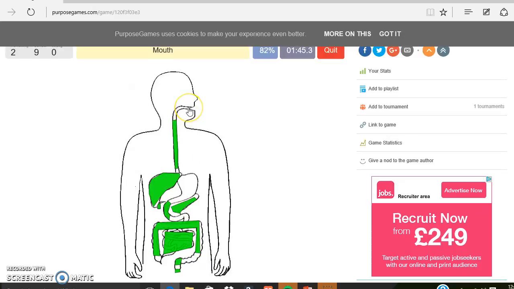The mouth is here. The buccal cavity, also known as the mouth, is where the food enters the body. In the buccal cavity there is saliva. In the saliva there is an enzyme called amylase which helps break down the food that you digest.